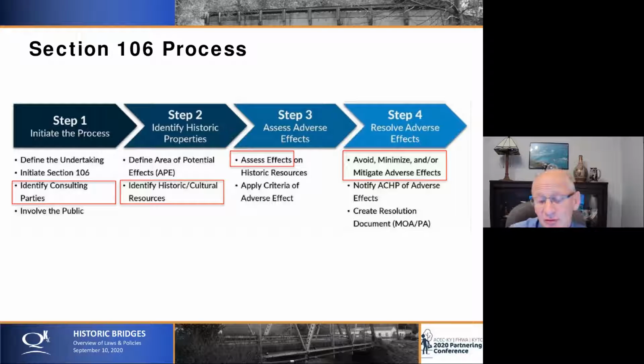We identify not just the historic bridge, but also historic resources surrounding the bridge. Is it in a historic district or a historic farm nearby? Of course, we assess the effects of our action on the historic resources, and then work with the consulting parties and other people to avoid, minimize, and mitigate any adverse effects we might have.